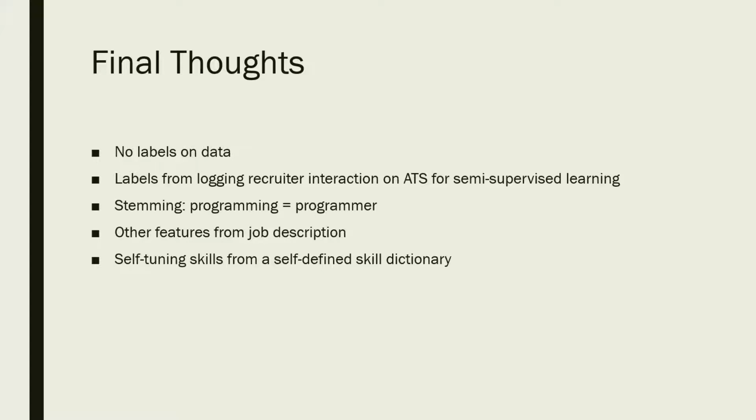What can be done to improve what we have right now is, for instance, stemming, so that programming and programmer have the same weight. Or we can consider other columns in the job description, or evaluate a list of skills that would boost the weight up. For example, something very rare, like BMC software skills, would have a higher weight.